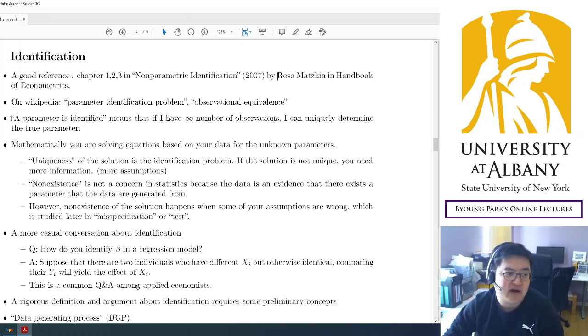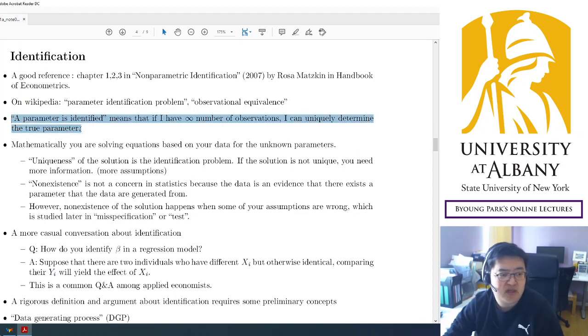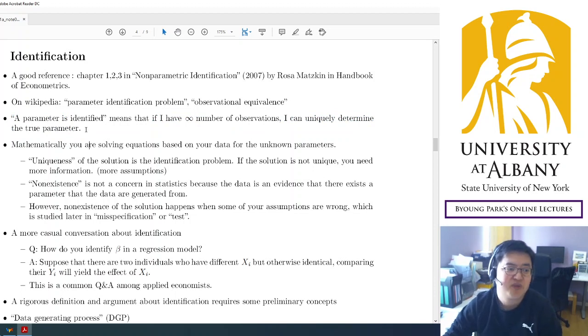And then let me define it. Wikipedia has its own page, you may just read through this. But let me define it more easily in one sentence. When I say a parameter is identified, it means that if I have an infinite number of observations, then I can uniquely determine the true parameter. I'm not confused with a wrong parameter value. I can guess the true parameter correctly if I could have an unlimited number of observations. That's very casual, roughly speaking, this is what identification means. So this is intuitive.